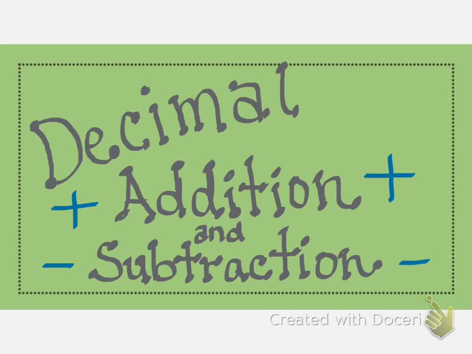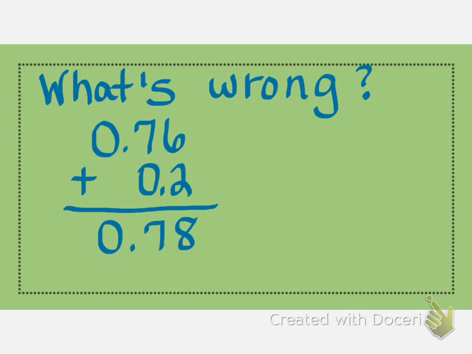Hello, today we're going to be talking about decimal addition and subtraction. And to get us started, I'd like you to take a look at this problem and tell me what's wrong with it. Now, at first glance, you might look at that and think, well, that's right. 6 plus 2 is 8 and 7 plus 0 is 7. But did you notice anything that might be in the wrong place?